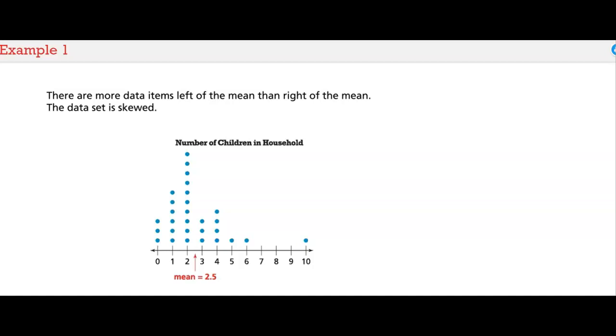There are more data items left of the mean than right of the mean. The data set is skewed.